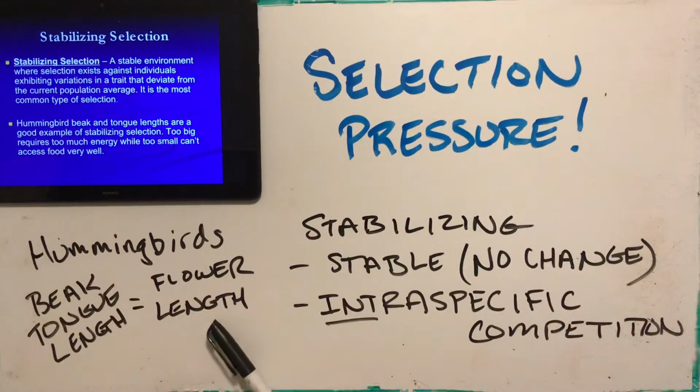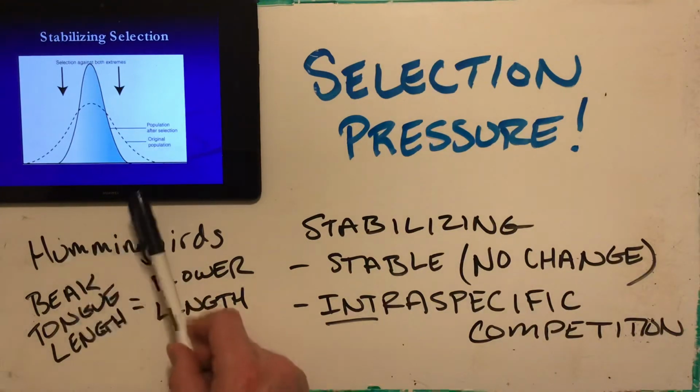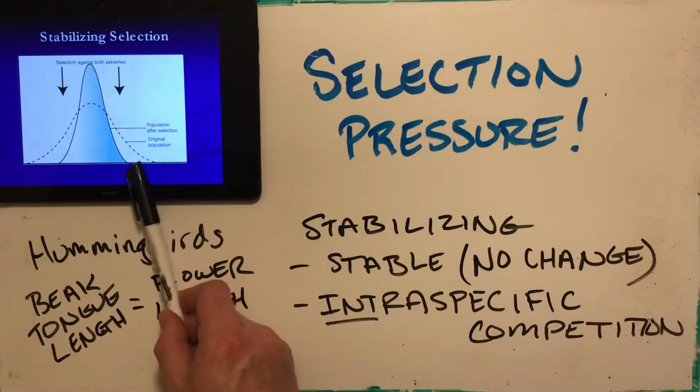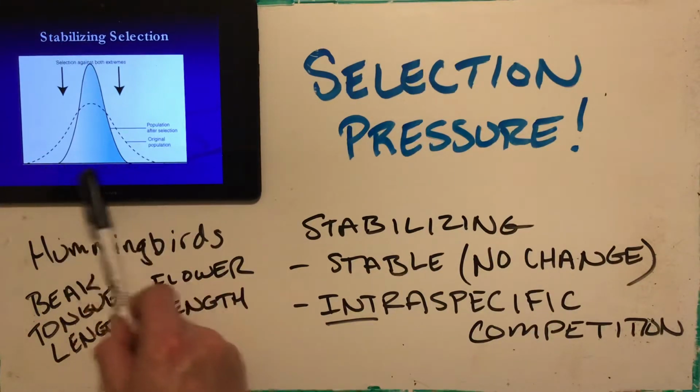I can still feed, my beak is long enough, but it's not too long where it makes it cumbersome and hard to survive. So in stabilizing selection, the flowers stay the same size, right? Year after year after year, season after season, right? And so what happens is, and I'll show you in this graph, the longer beaks start to disappear. This is our trait here. So we've got shorter beaks here, longer beaks here, and then the medium-sized beaks here.